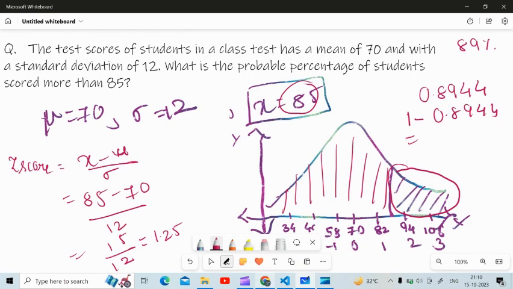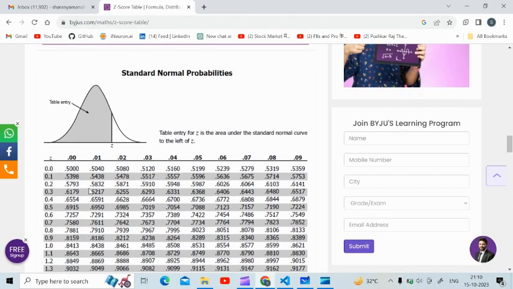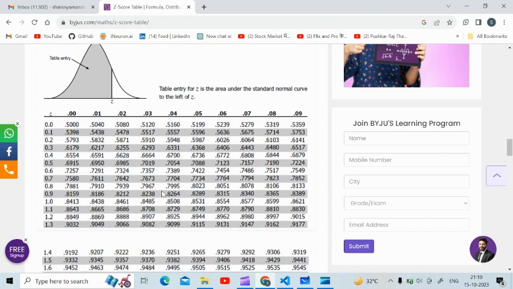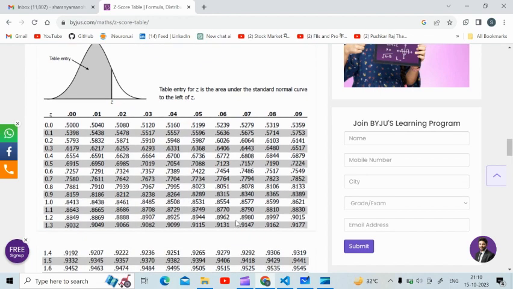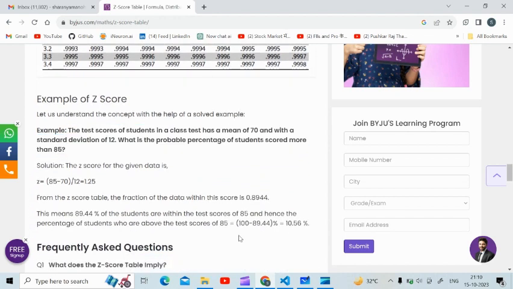In the plot itself they have mentioned that whatever entry you get from the table is of this shaded part. If you need to find the white part, you need to subtract from 1 the particular value you are getting. So we got around 0.8944, and you need to subtract 1 minus 0.8944. This is how we need to find it. Here you get around 10.56 percentage.